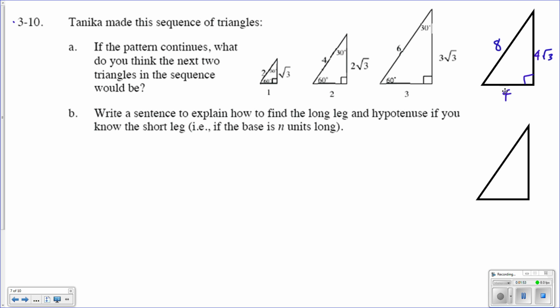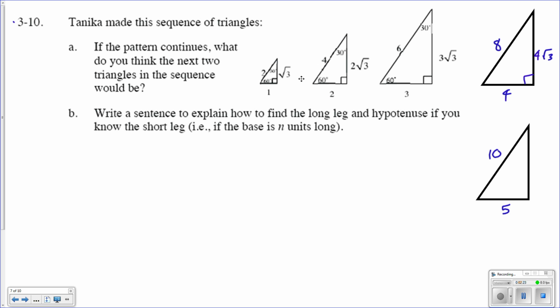If we went on to the fifth figure, we could say the base is 5, and then we would take our base, and we're trying to figure out what the hypotenuse is. If we look at the pattern, 2, 4, 6, 8, then we should end up at 10.